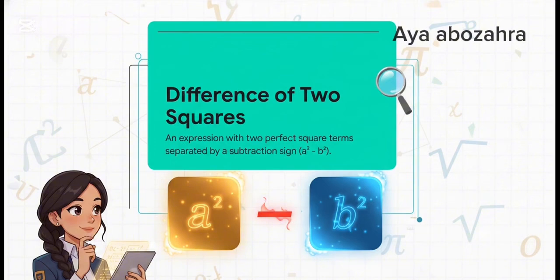And now for my absolute favorite shortcut. It's so clean, so simple. The difference of 2 squares. And the pattern is literally right there in the name. You need 2 things, a perfect square, a minus sign, and another perfect square.